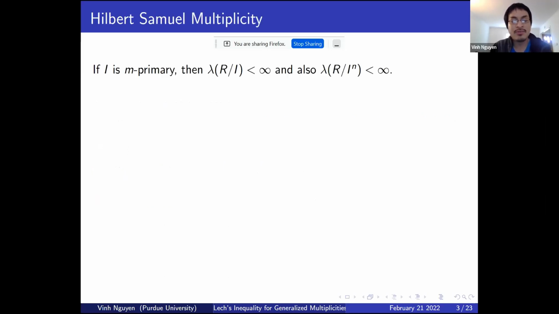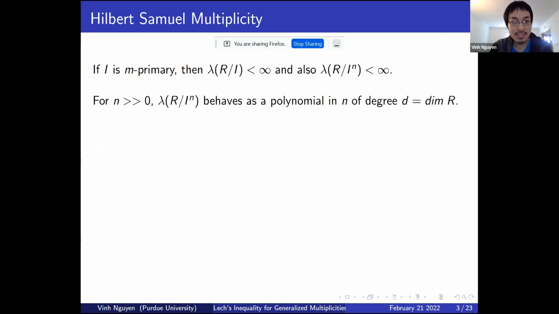Okay, I just want to first review the Hilbert-Samuel multiplicity. So when I is M primary, its colength is going to be finite, and the colength of all of the powers of the ideal will also be finite. So we can study this length function, and it turns out that when the power is large, this length function behaves as a polynomial in degree d. So we can pick out its leading coefficient by passing to this limit, and this integer is called the multiplicity of I.